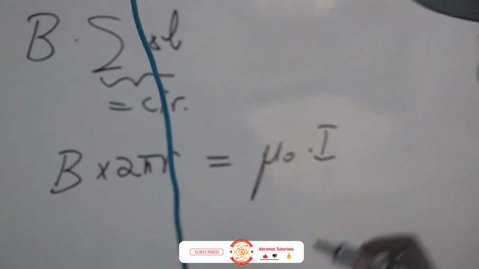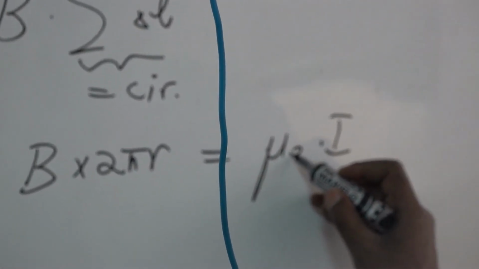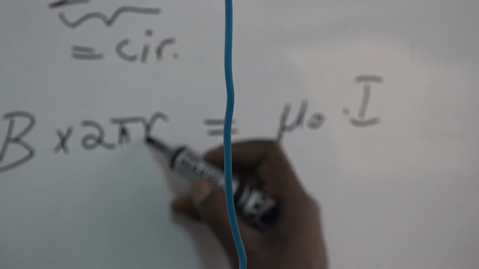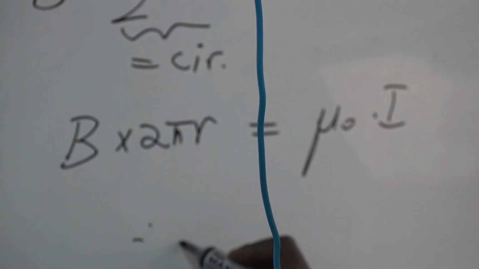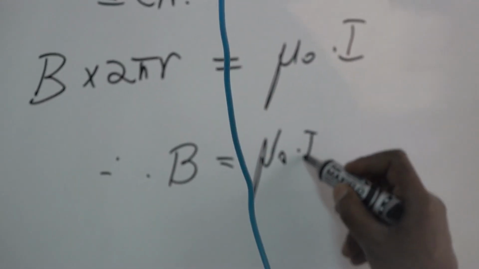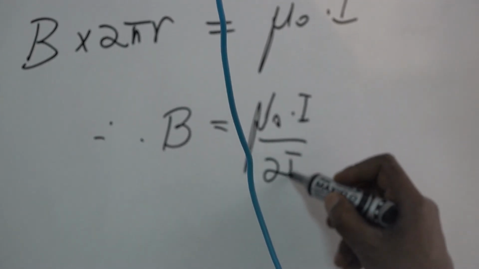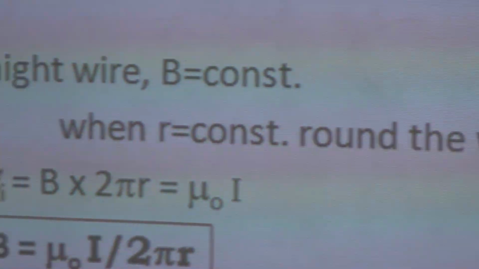There you are. If you can measure the current, and mu0 is a constant, the permeability constant, and since the distance you can easily determine, B of a current carrying wire is known. Therefore, B equals mu0 times I divided by 2 pi r. That's all. That's what this problem discusses.